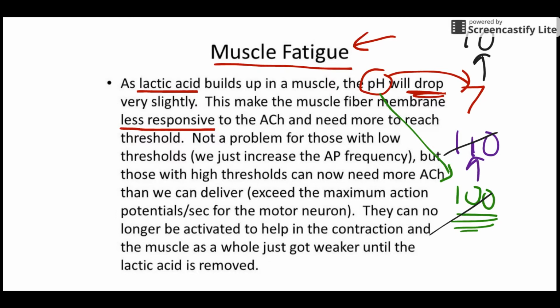The ones that needed 80 won't be able to reach threshold, and the muscle will continue to get tired and tired and tired. And that's why you can't sprint indefinitely. If you keep running at a sprinter's pace, your muscles will eventually collapse. They'll essentially turn to jelly because the muscle fibers will no longer be able to contract. All right, and that's the big idea with muscle fatigue.